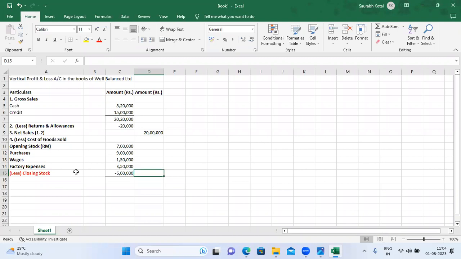Cost of goods sold includes all sorts of expenses. Closing stock is not an expense. So we have to reduce closing stock from cost of goods sold in order to get the actual amount of cost of goods sold. Now, what could be the actual amount? Just use your calculator and tell me the total. 15 lakhs. That's correct. It's 15 lakhs.